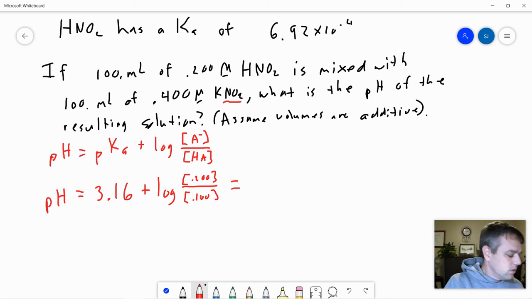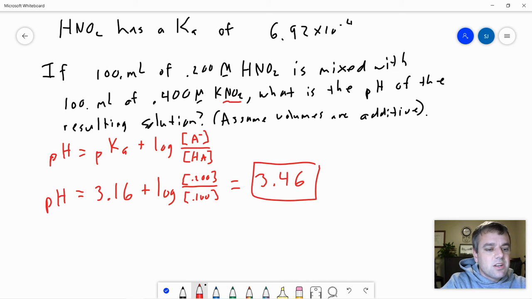And so if we put this into our calculator, it's 3.16 plus the log of 0.2 over 0.1. And that gives us a pH of 3.46. Now let's ask ourselves if this makes sense.